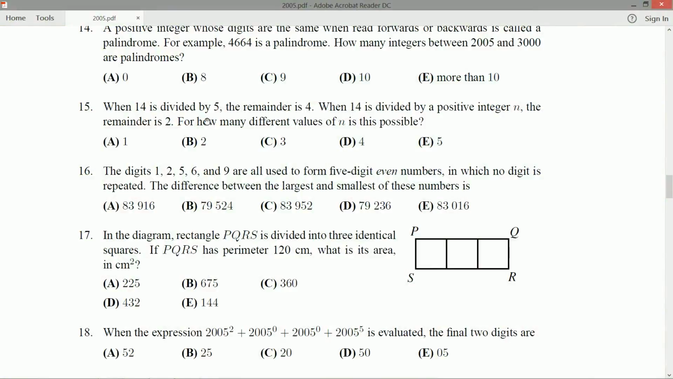When 14 is divided by 5, the remainder is 4. That's true. When 14 is divided by a positive integer n, the remainder is 2. For how many different values of n is this possible? Okay, so what does it sort of mean to have a remainder?